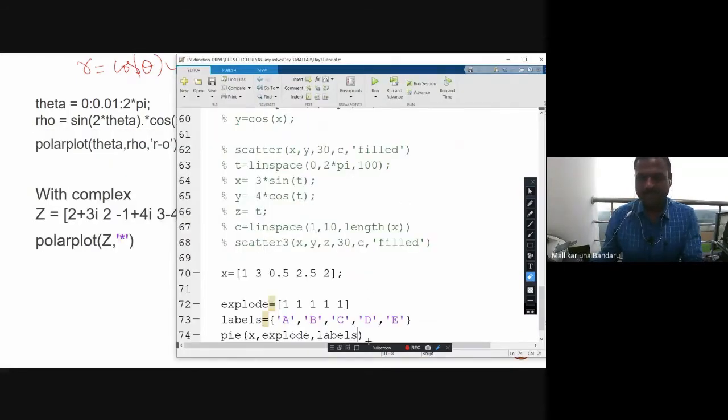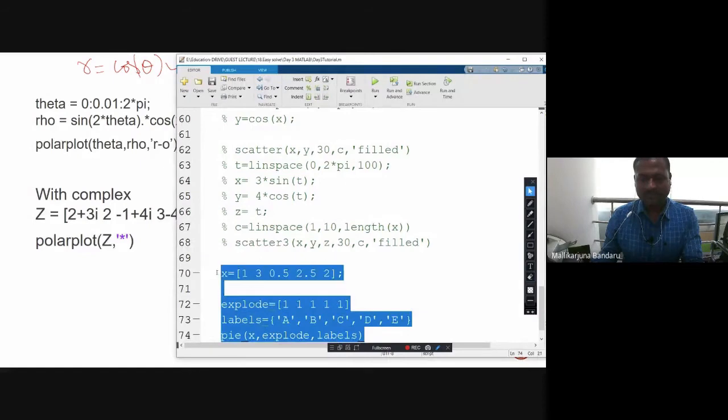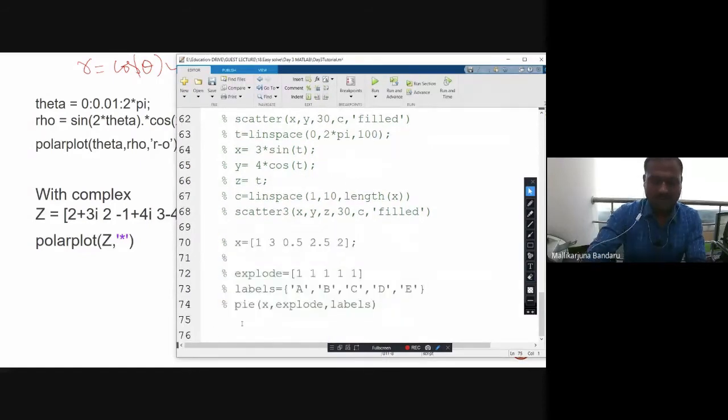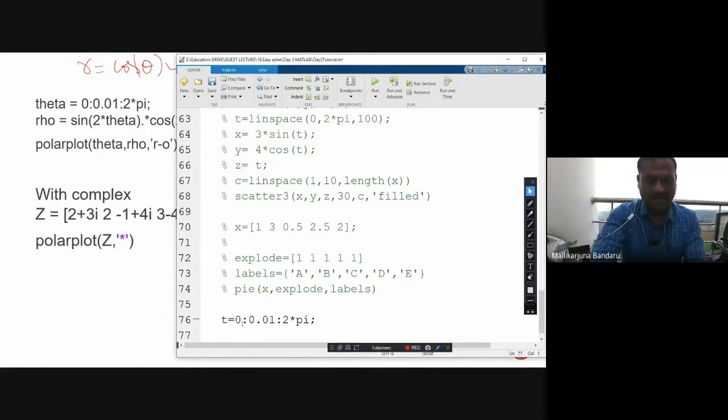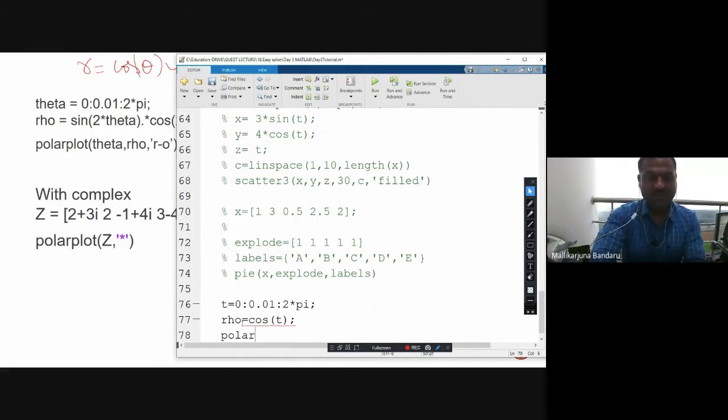This is polar plot. Suppose theta, r. Simply let me take p. P is equal to, suppose 0 to 2 pi, I mean one complete rotation, 0 to 2 pi, and rho is equal to, let me take cos theta. That means cos theta. Now what is the syntax for this polar plot? P comma rho.